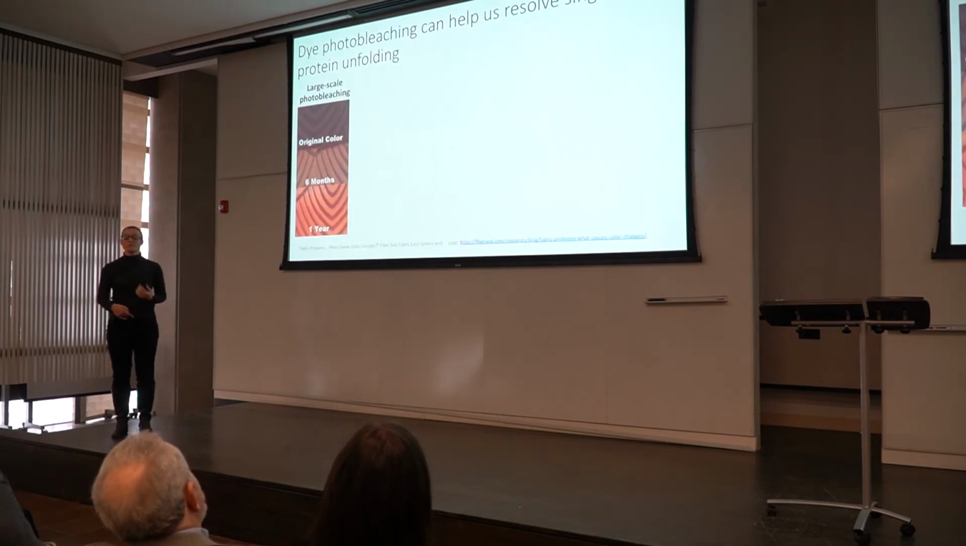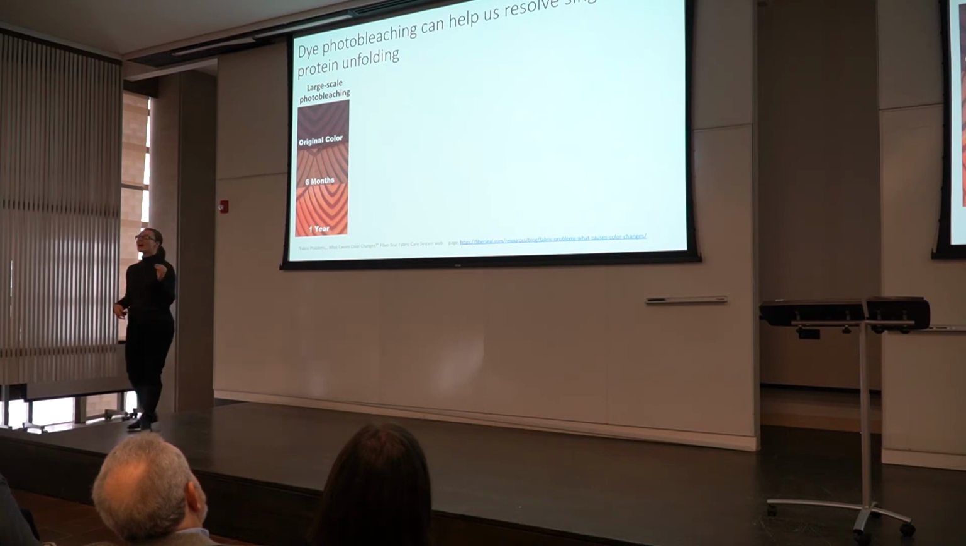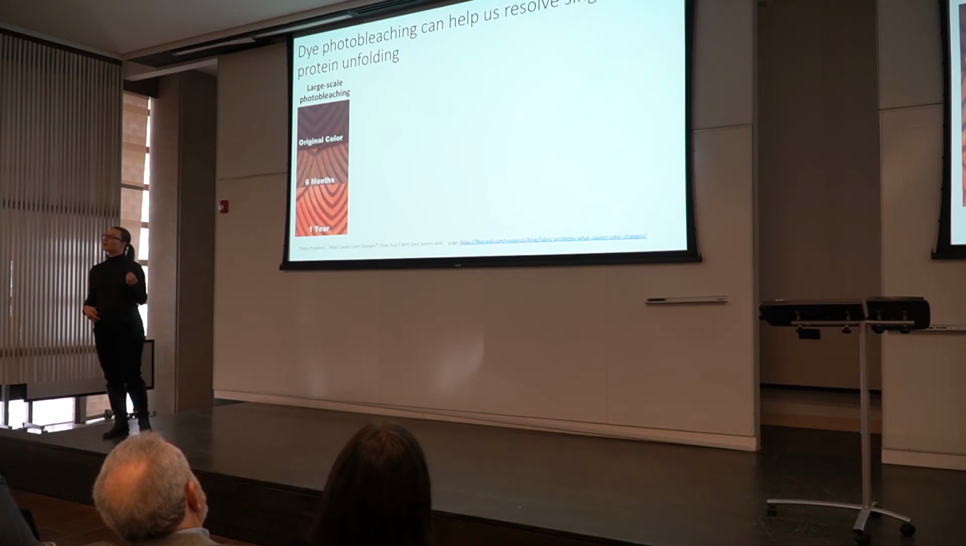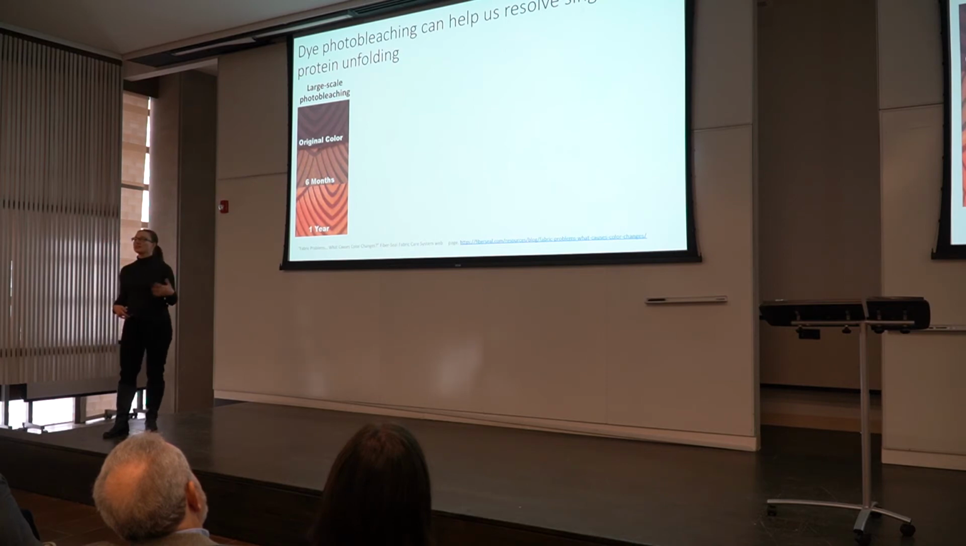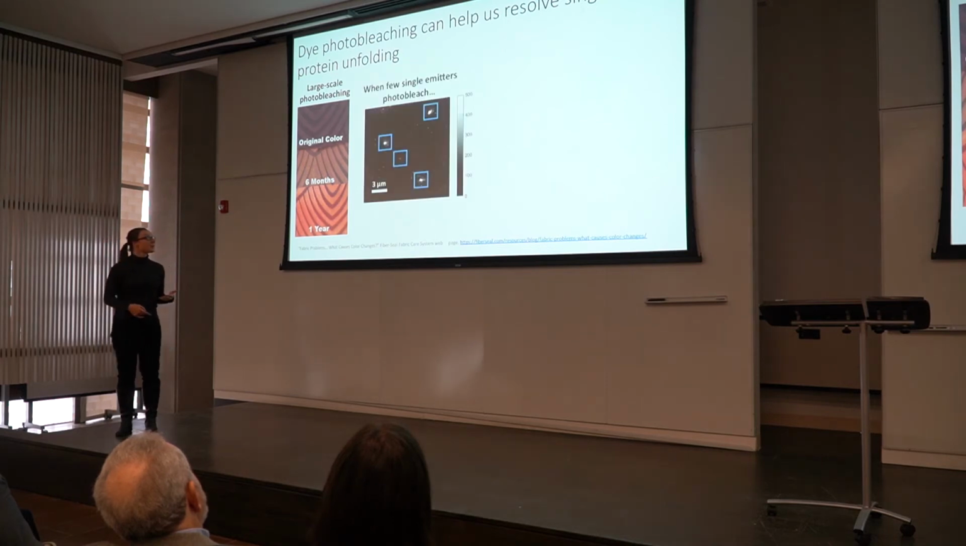And the method that I've been using takes advantage of the natural process of photobleaching. If you've ever left fabric out in the sun for too long, you might notice that its color tends to fade over the course of several months or years. And the reason for that is at the single dye level, those dyes are each turning off as they become chemically damaged and losing their ability to give off light and color. What this looks like at the single molecule level is decreases in intensity over time.